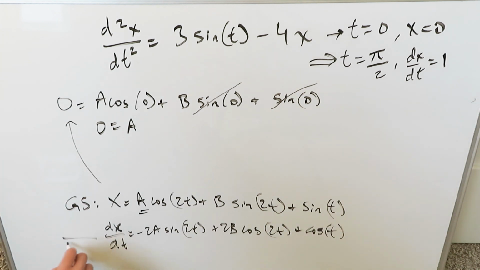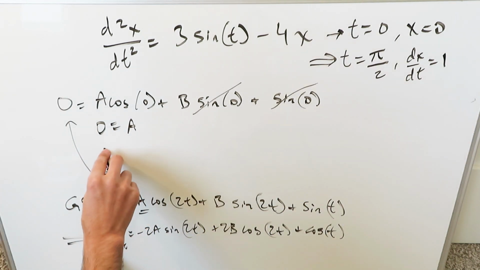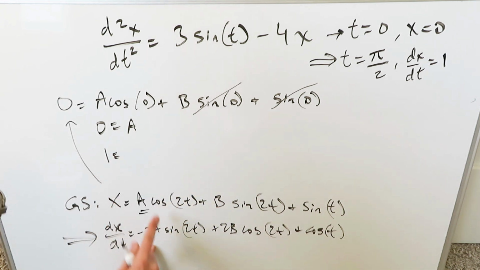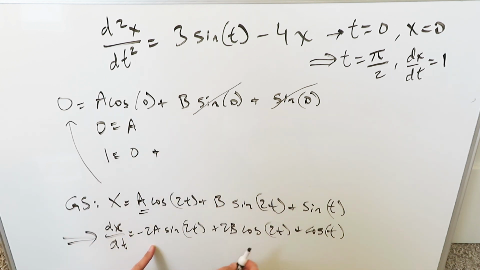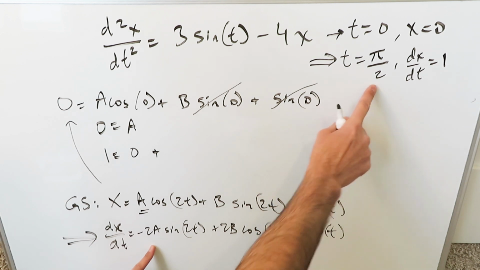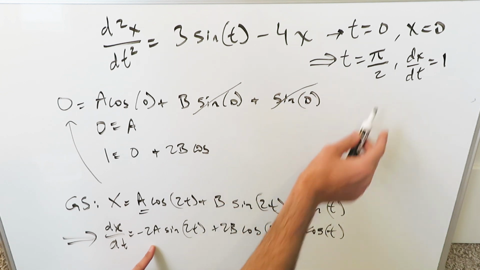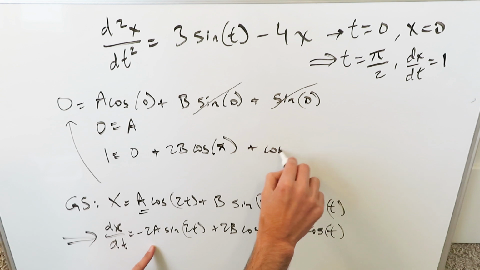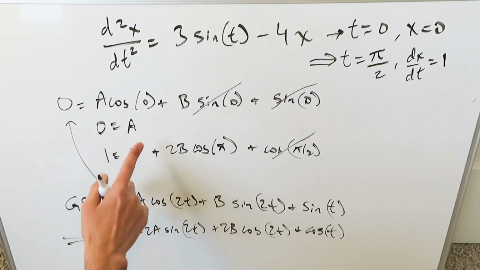Now in this statement, you plug in your other values. At time t equals pi over 2, the derivative is equal to 1, so this is equal to 1. Let's bring it in: 1 is equal to minus 2a sine 2t, but I know a is equal to 0, so this goes away. I have 0 plus 2b cosine 2t. At t equals pi over 2, I'm doing 2b cosine of pi over 2 times 2. 2 times pi over 2 is pi, plus cosine of pi over 2, which is 0. This goes away.